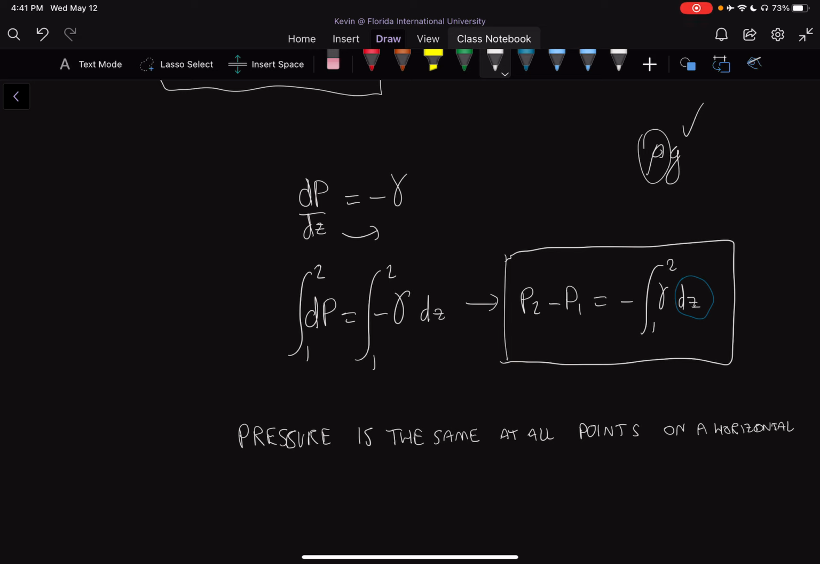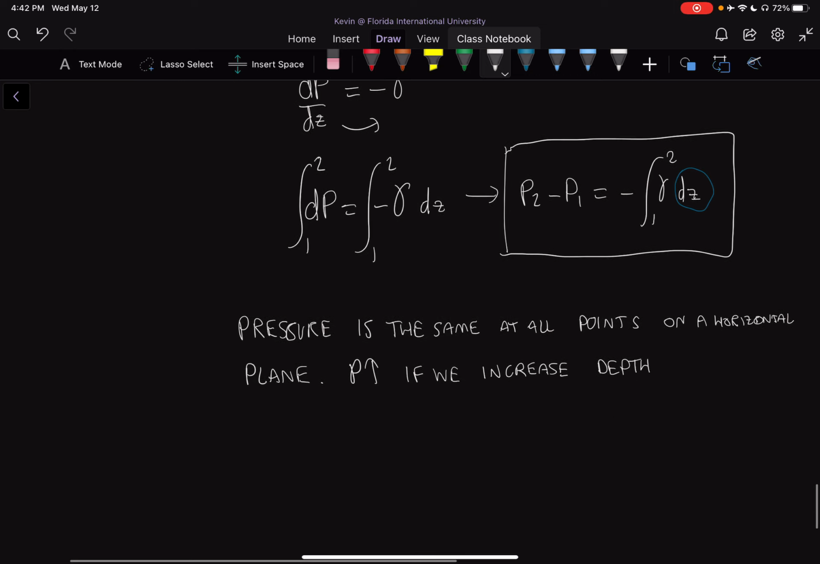And what can we say about pressure if we increase the depth of a fluid? If we increase the depth of a fluid, we actually increase the pressure. So pressure goes up if we increase depth. We'll do some examples to define that after as well. So this is a good rule to remember: pressure increases with depth of the fluid.